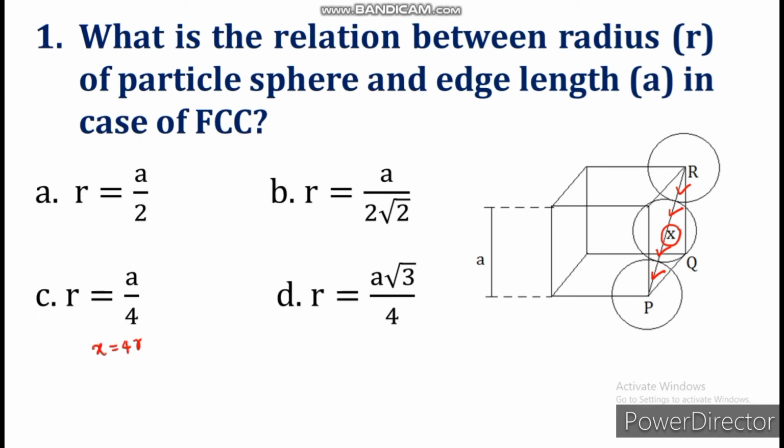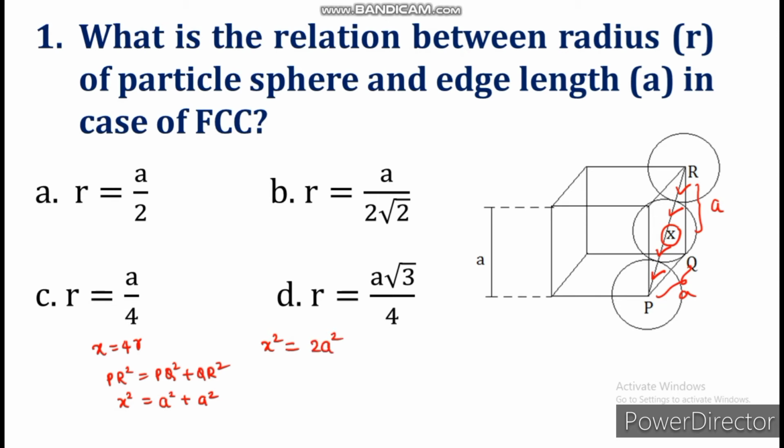And if you apply Pythagoras theorem here, the edge length is a here and here edge length is a. So if you apply Pythagoras theorem, what do you get? PR square equals to what? PQ square plus QR square. I am applying Pythagoras theorem here. So PR is nothing but x. So x square equals to PQ is a square, QR is also a. So I write a square. So x square equals to a square plus a square, 2a square.